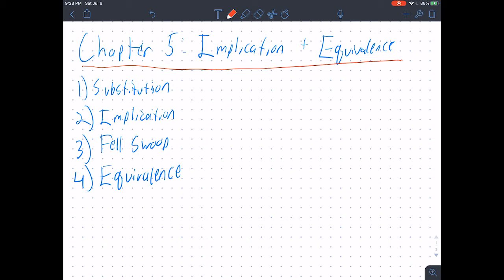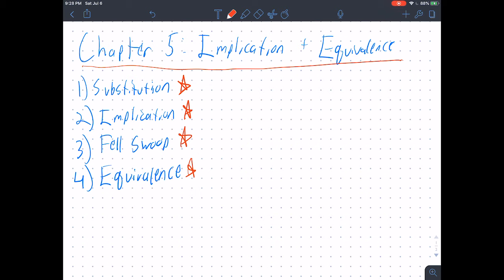Anyway, Chapter 5, Implication and Equivalence, there are four main topics, right? So first we're going to learn about substitution, which is a process we use to replace parts of schemata with other schemata, right? Then we're going to learn about implication, and equivalence, and we're going to learn the fell swoop shortcut for truth value analysis that'll save us a lot of time.